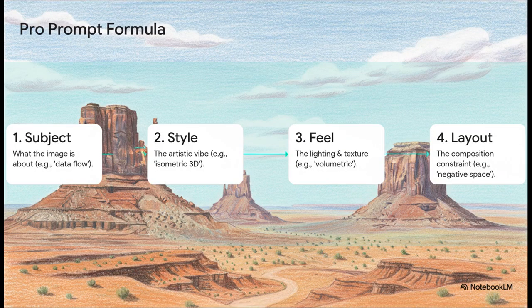Every great prompt combines these 4 key elements. You start with your subject, you know what it's about. Then you add an artistic movement to set the whole vibe. After that, you specify the lighting and texture to make it feel real and tangible. And finally, this is the important part, you add a composition constraint to control the layout. It's kind of like giving the AI a brief from a professional art director.